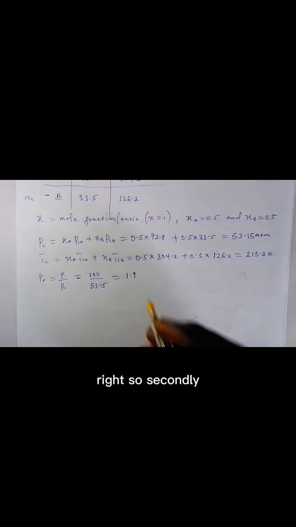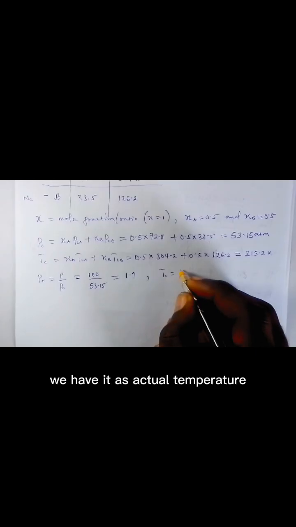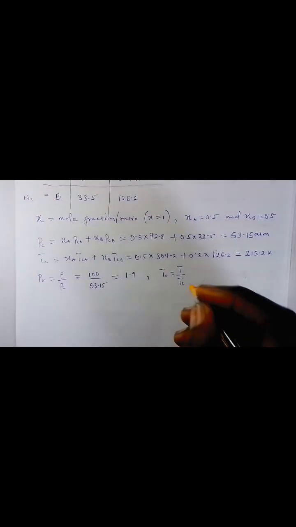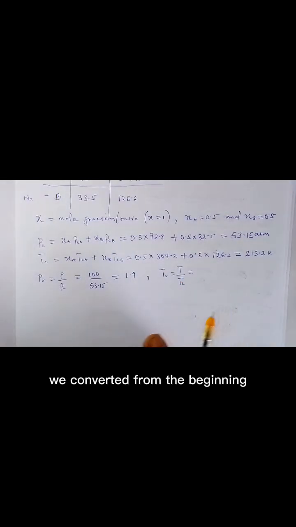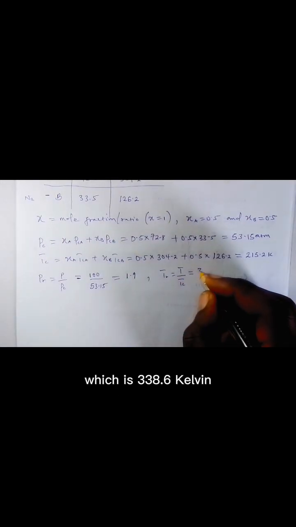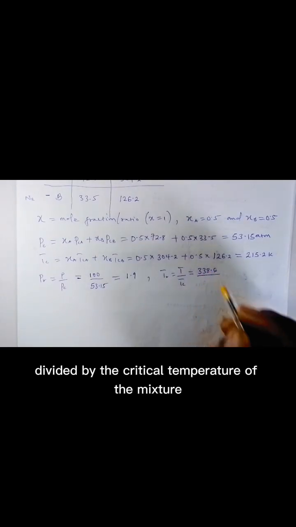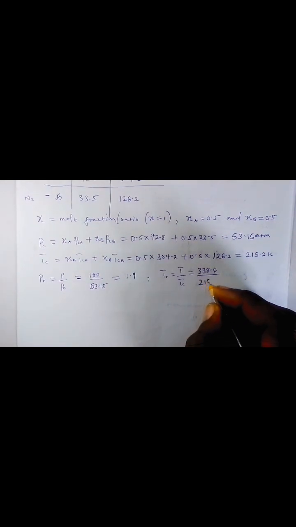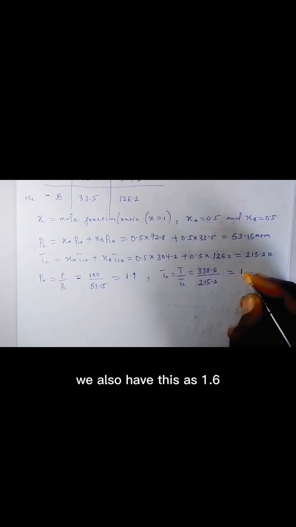Secondly, in terms of reduced temperature, we have it as actual temperature over critical temperature, which is equal to the actual temperature, the temperature we converted from the beginning, 338.6 Kelvin, divided by the critical temperature of the mixture, which is 215.2. We also have this as 1.6.